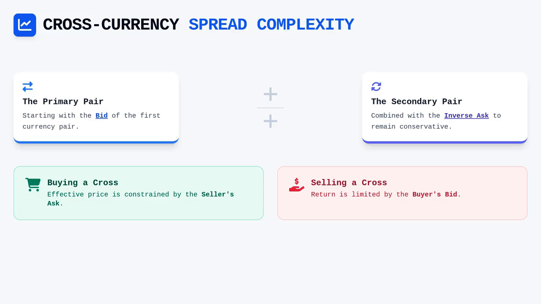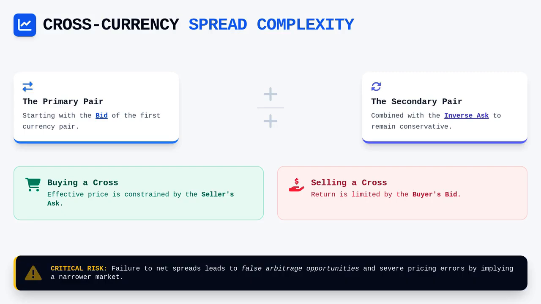This compounding of spreads is not merely an optional step. It is a fundamental requirement to avoid pricing errors. Failing to net these spreads correctly would imply a narrower market than what actually exists, leading to poor execution or, worse, a false sense of arbitrage opportunity.